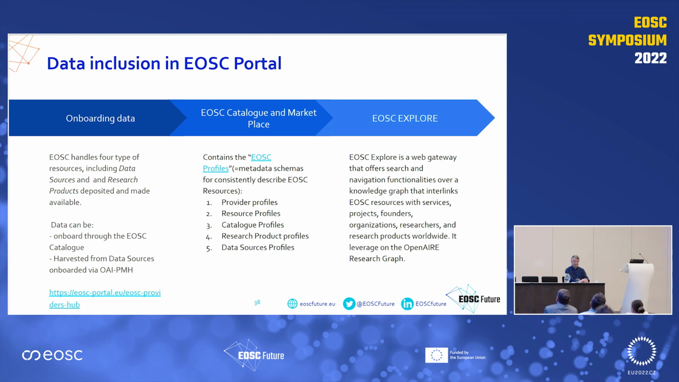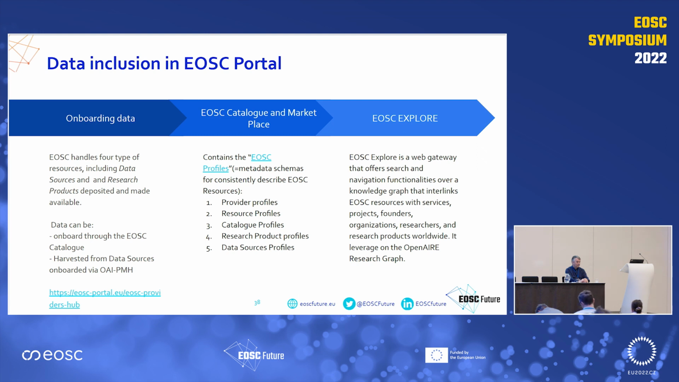So after onboarding the data, you can find catalogs in EOSC and in the marketplace that are part of these EOSC profiles. The EOSC profiles can be provider profiles, resource profiles, catalog profiles, and what is interesting for what I'm presenting now is the research product profiles. And by research product, we mean publications, articles, datasets, software, and the data sources profiles.